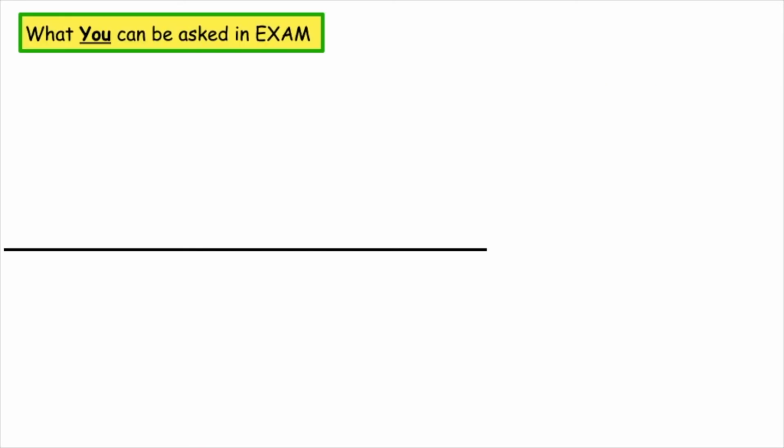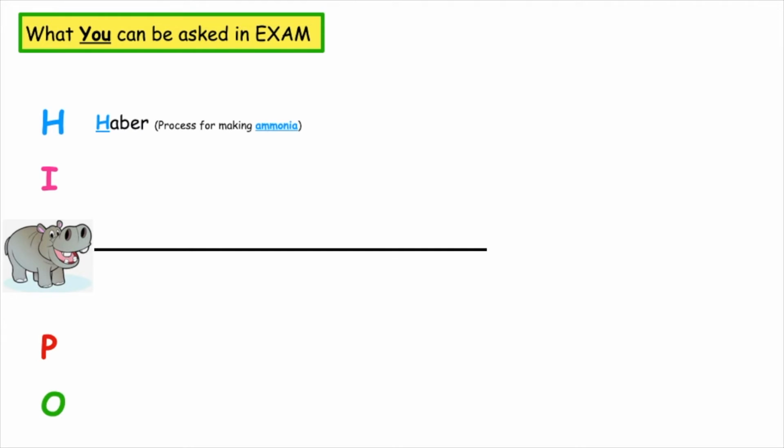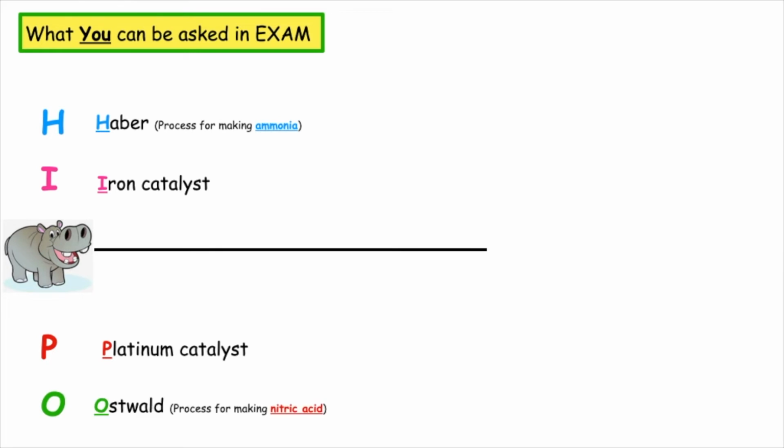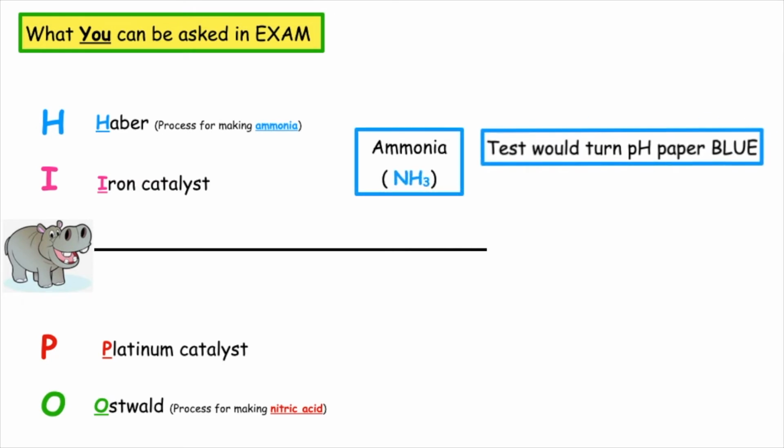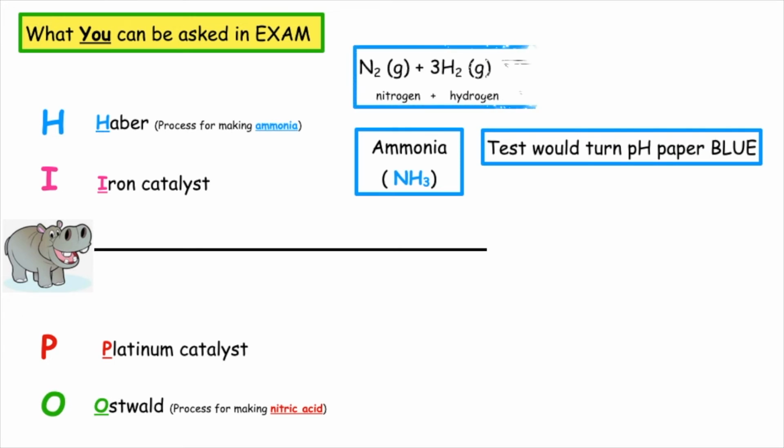So what can you be asked in your exam? Always remember HIPPO. The Haber process, which is the process for making ammonia, uses an iron catalyst, and a platinum catalyst is used for the Ostwald process, and that's for making nitric acid. You'll also be asked the formula for ammonia, which is NH3, and the test for this is it would turn pH paper blue when dissolved in water.